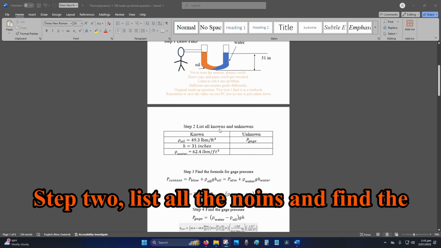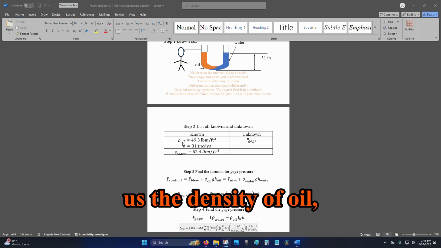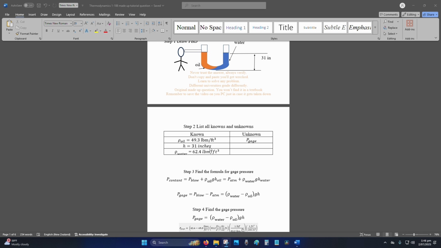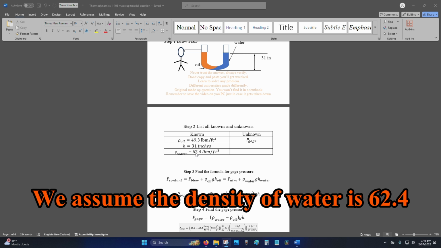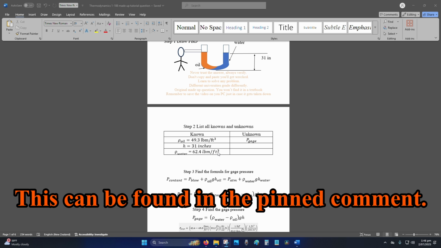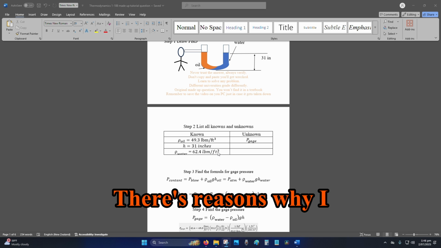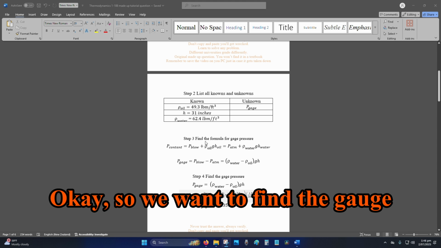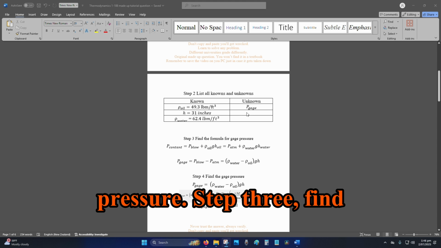Step 2. List all the knowns and find the unknown. So they give us the density of oil, 49.3 pound mass per foot cubed. They give us the height, which is 31 inches. We assume the density of water is 62.4 pound mass per foot cubed. This can be found in the pinned comment. There's reasons why I can't show you that table. So we want to find the gauge pressure.